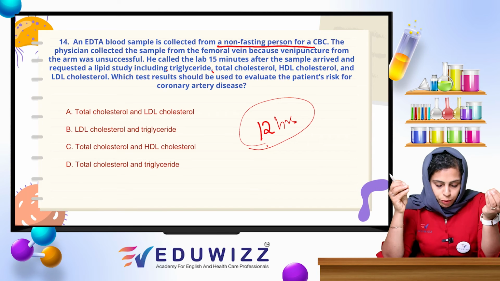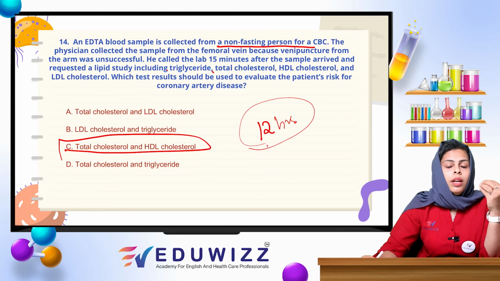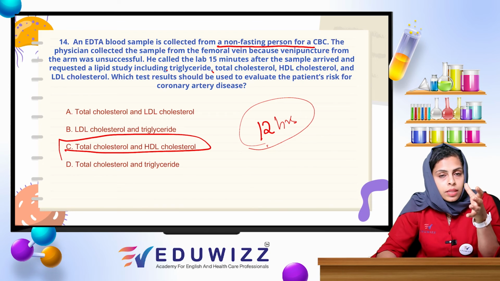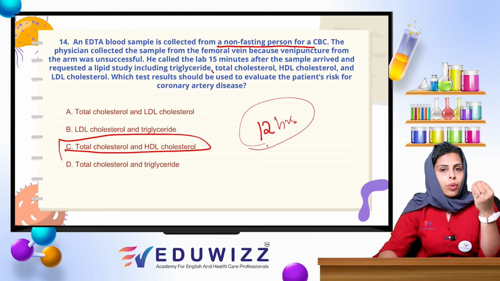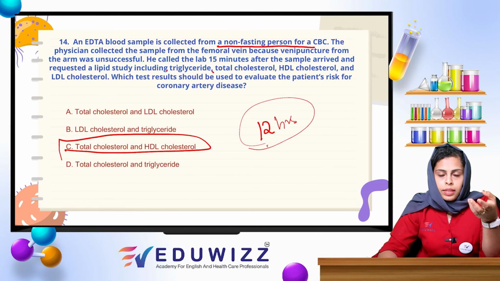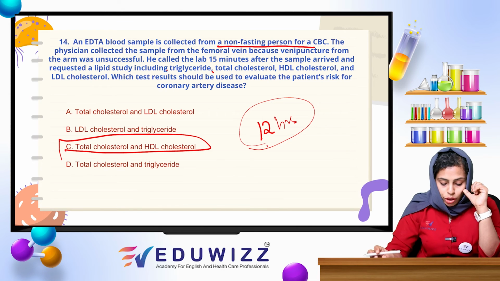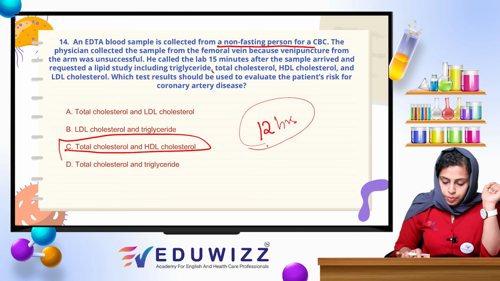So when we come to total cholesterol and HDL cholesterol, these are the two tests that are least affected by recent meal intake. So we can go with total cholesterol and HDL, which will not be affected by the meal taken yesterday night, so they can give the level of patient risk for coronary artery disease. So we are choosing total cholesterol and HDL. It is mainly because the blood collected was a non-fasting sample.